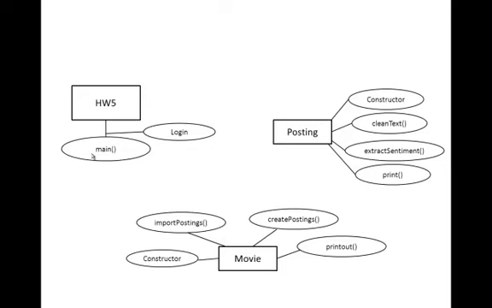So once this process is over, we will call the printout method on the movie object, and in this printout method we will loop through the postings, and for each posting we will call the print method. And we will see the output of this process: all the postings printed out with the updated text and also the extracted sentiment.